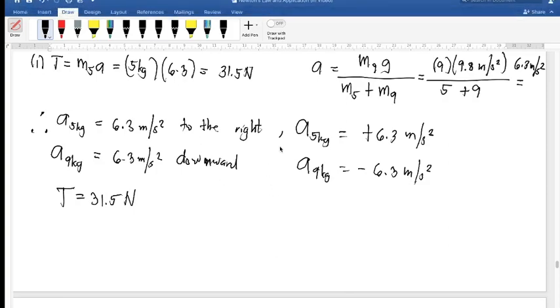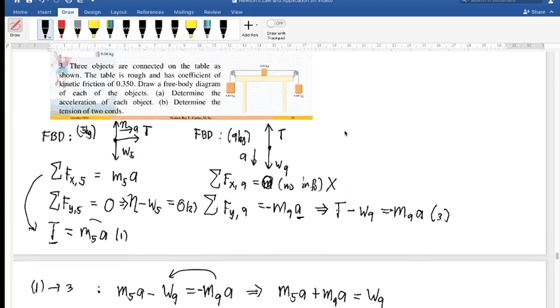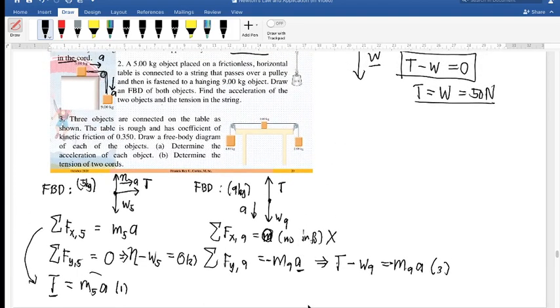Okay? So this can be accepted. This is our answer. Okay? So that is for two objects. How about if we have three objects? How do we find the acceleration and tension? So your objects are the 4 kg, the 1 kg, and the 2 kg.